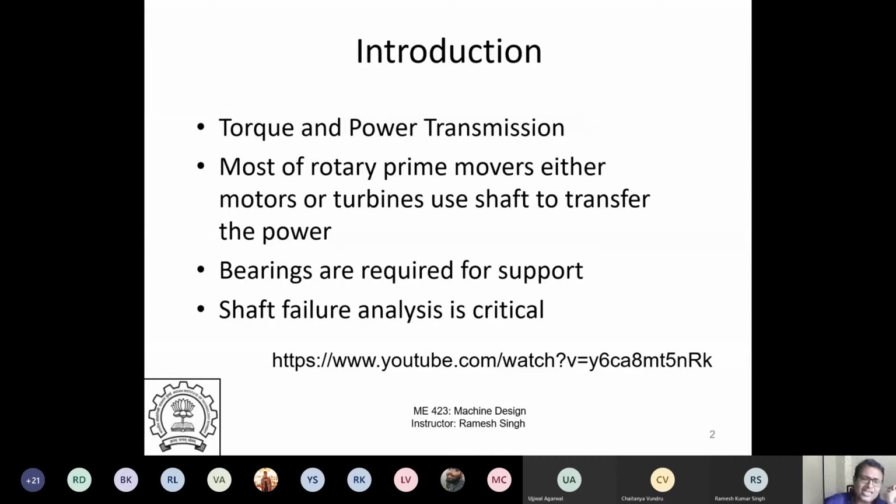Most of the rotary prime movers, either motors or turbines, use a shaft to transfer the power. And one of the key things is, for that you require bearings for support. I'll show you what kind of configurations bearings are, and in a few classes later we'll discuss bearings. How do you select the bearings for different applications? And shaft failure analysis is very critical.